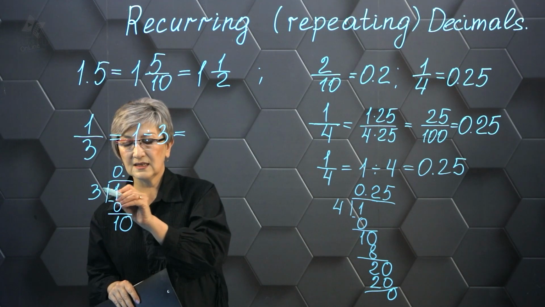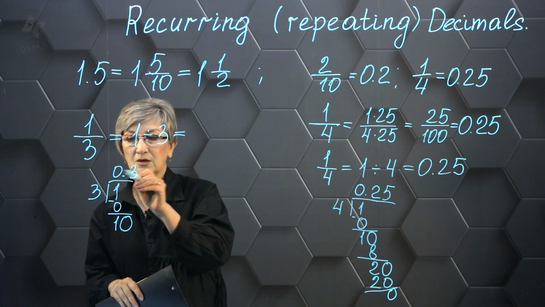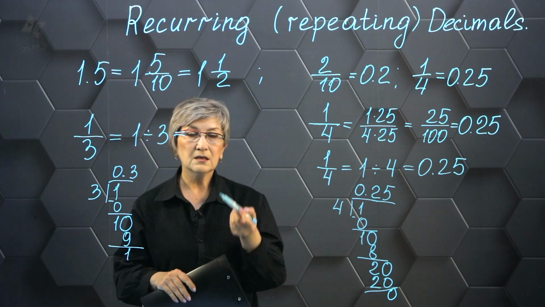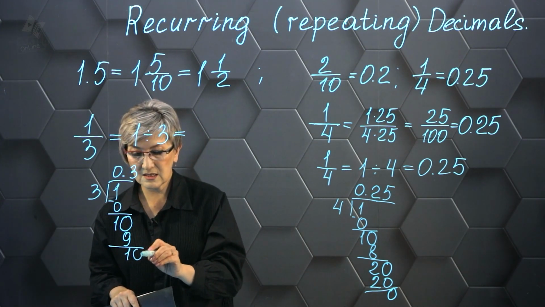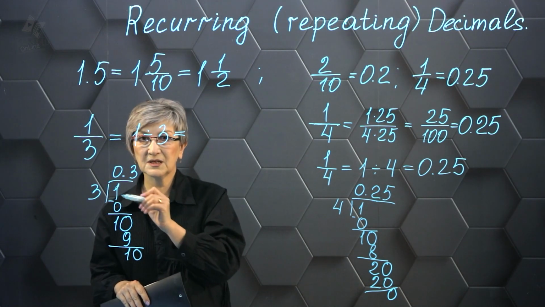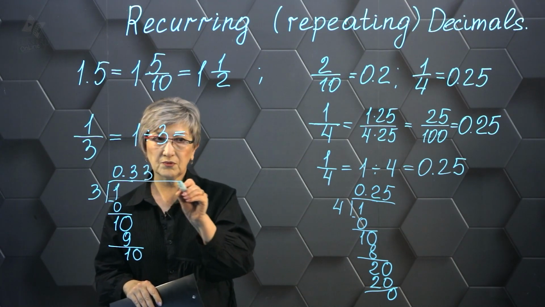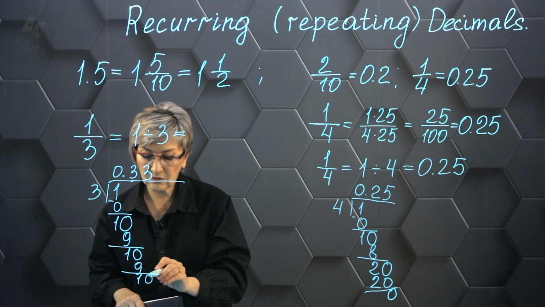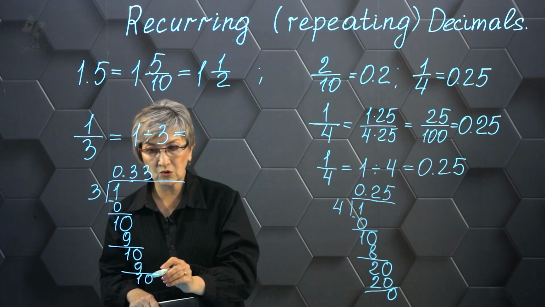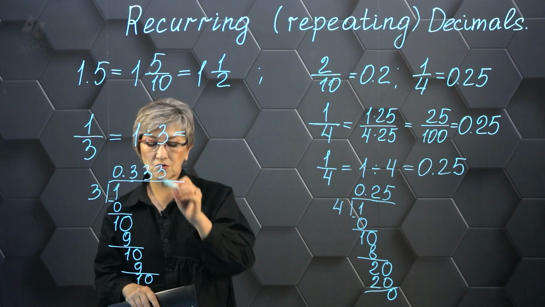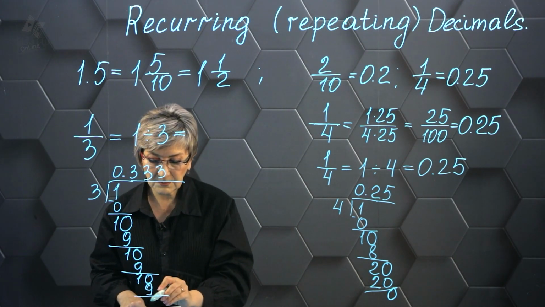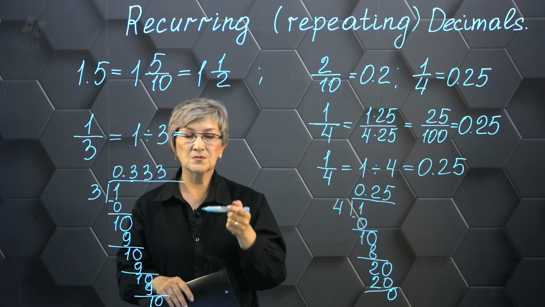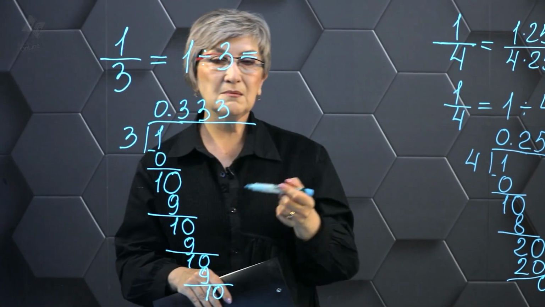10 divided by 3, we take 3. 3 times 3 is 9, and the remainder is 1. We write down another 0, 10. And again, we divide 10 by 3. We take 3 again. 3 times 3 is 9. And once again, we get 1 in the remainder. We add a 0 and divide again. And the result is that this will go on to infinity. We can't divide 1 by 3 without a remainder.